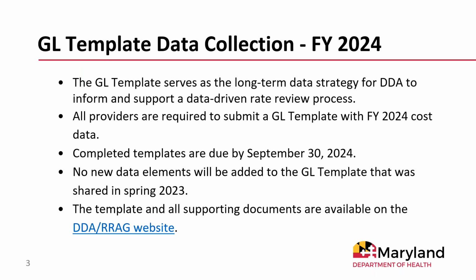Just a quick reminder for everyone, the General Ledger template is serving as the long-term data strategy for DDA. And so really this is the opportunity to collect cost and expenditure information from the community to support a data-driven rate review process. All DDA providers are required to submit the General Ledger template, and we will be collecting that data due on September 30th for fiscal 2024. There were no new data elements added to the General Ledger template that we shared last spring. So we've been doing some updated trainings just to remind the provider community and answer any ongoing questions as you work to collect that data.